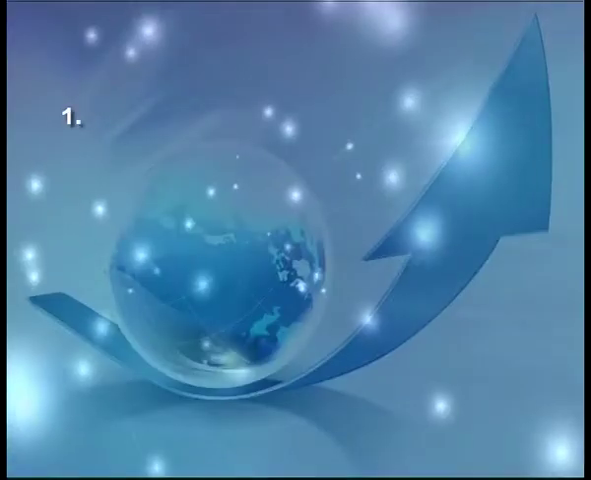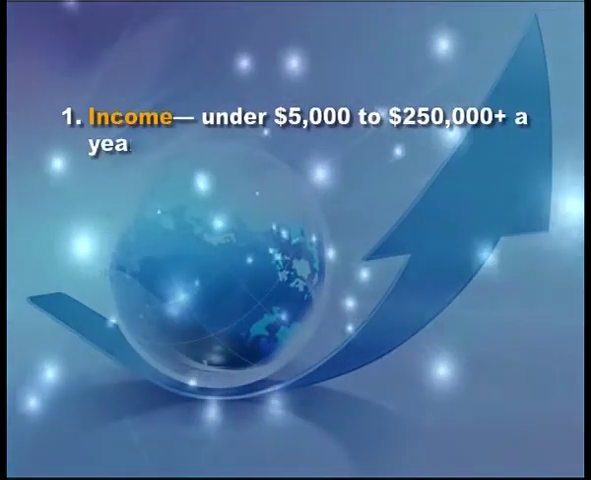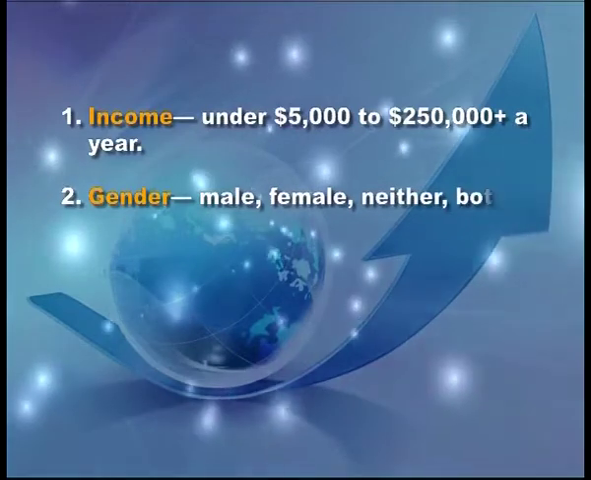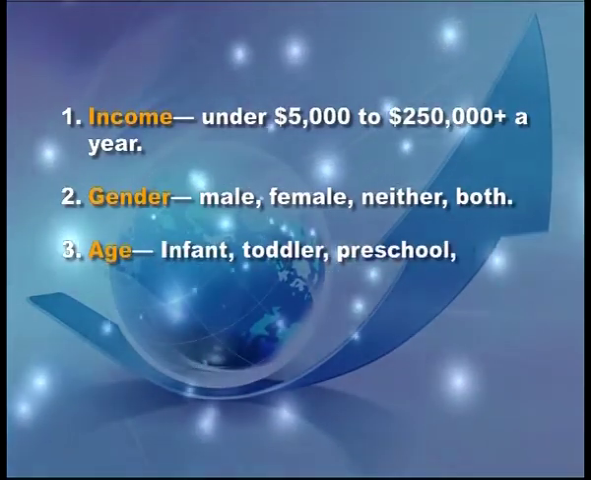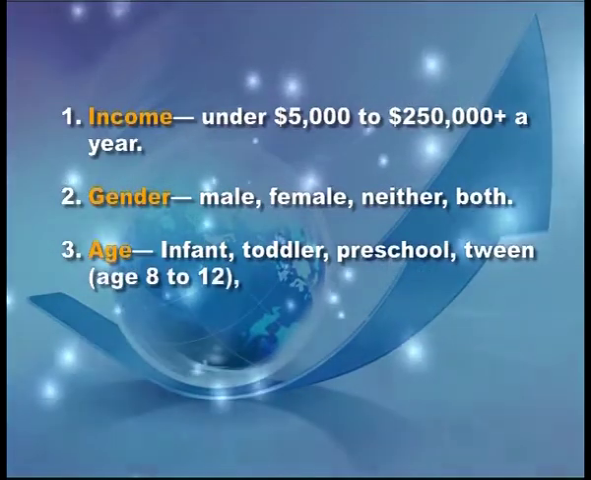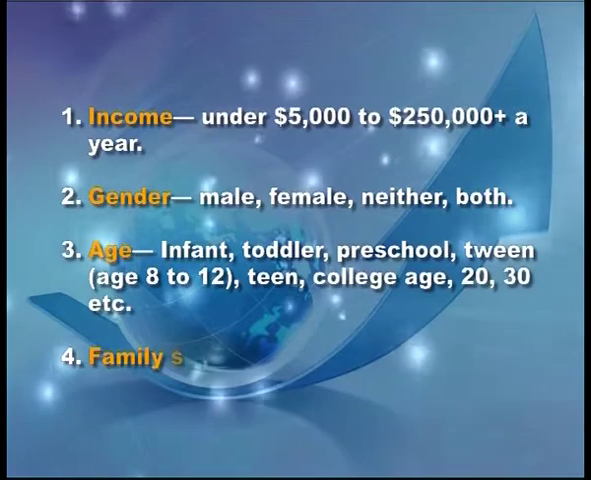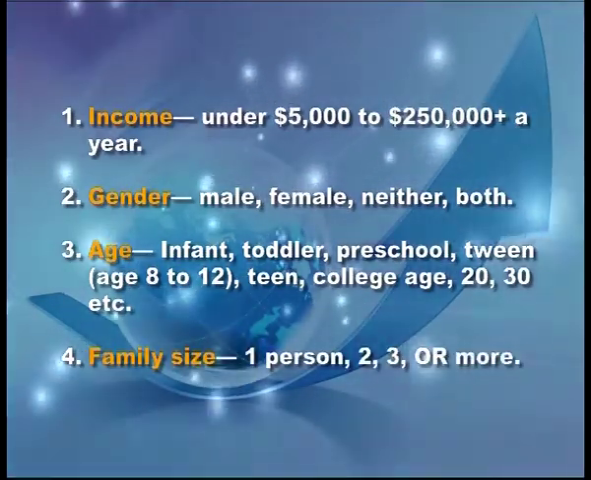Demographics. 1. Income: under $5,000 to $250,000 plus a year. 2. Gender: male, female, neither, both. 3. Age: infant, toddler, preschool, tween, age 8 to 12, teen, college, age 20, 30, etc. 4. Family size: 1 person, 2, 3 or more.